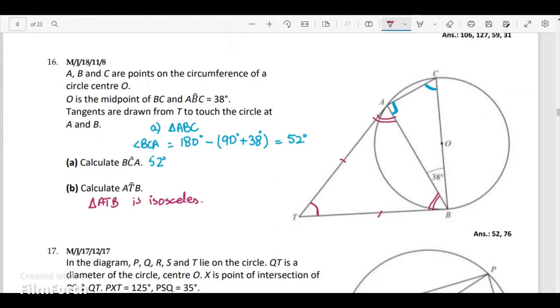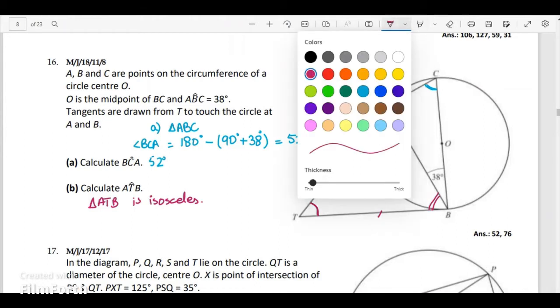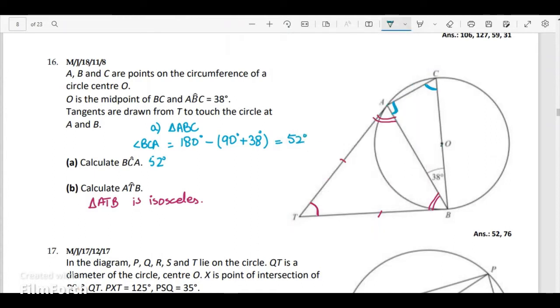Now to figure out one of these angles, if you notice this bit, A till B, this line is the radius, and hence this whole angle would be 90 degrees, because this is the angle between radius and tangent. So angle OBT would be 90 degrees. Why? Because it's the angle between radius and tangent.